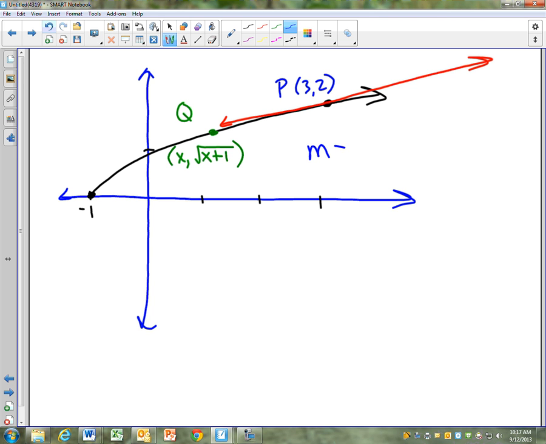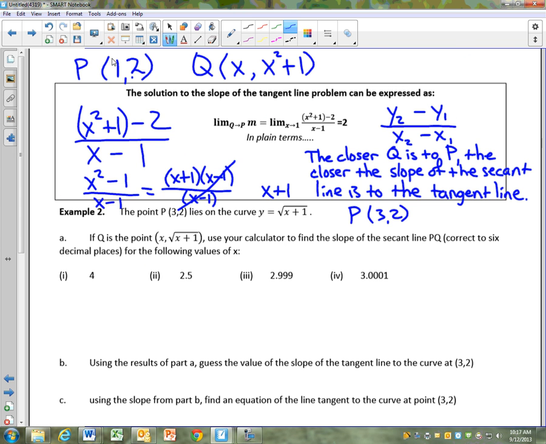M equals, what's y sub 2? Square root of x plus 1, minus 2, all over x minus 3. The reason why I'm showing you this is because it's going to be easier for you to calculate this, plug it into your calculator, than simply doing it manually all the time. So if you want to go back and plug in these points, go ahead.